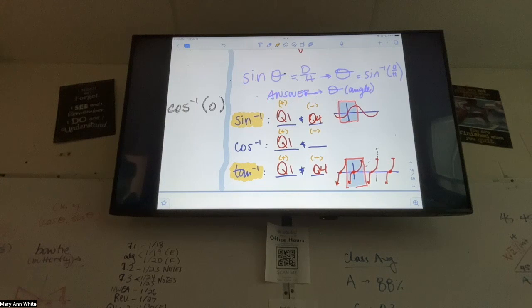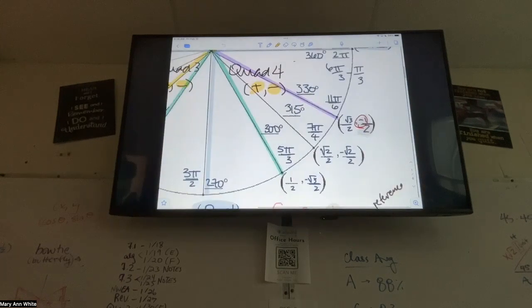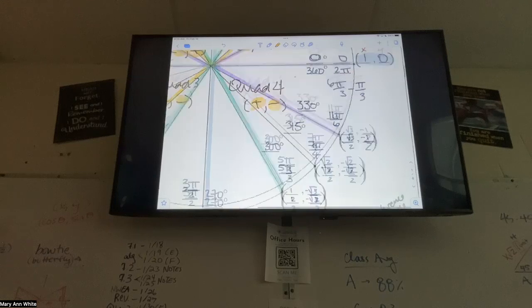Cosine, though, can't be Q4 because cosine is my x's. Are my x's negative in Q4? No, they're all positive. So that means we can only look in quadrant 2. We're going to look in quadrant 1 and quadrant 2 for cosine.